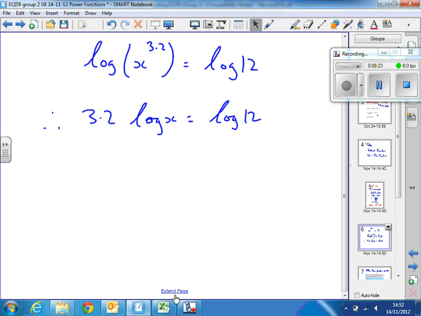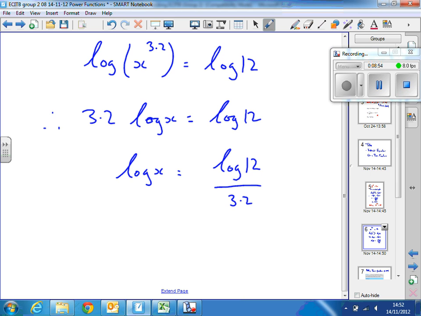Log 12 is a number, and so is the log of x. I can't multiply or divide by log to get rid of the log to get x, because that's part of this number. So we're going to have to think about that again in a minute. But what we can get rid of is a 3.2. So if I divide both sides by 3.2, I get the log of x equals the log of 12 divided by 3.2, and I can certainly work out what that is on a calculator.